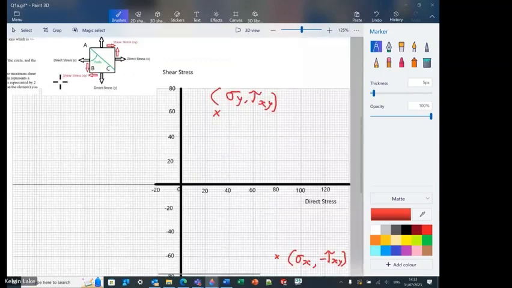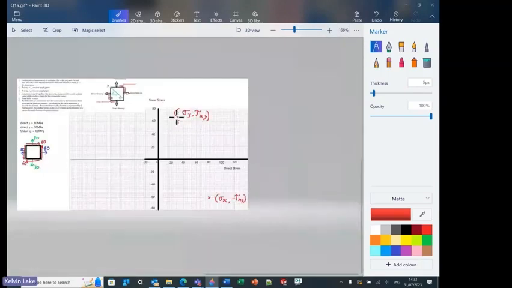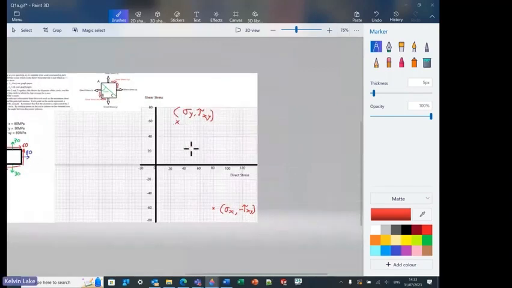So that's our 2 points plotted. That's going to form 2 points on our circle. What we need to do now is draw a straight line between those 2 points. That's going to tell us where the center of the circle is, and then we can construct Mohr's circle.